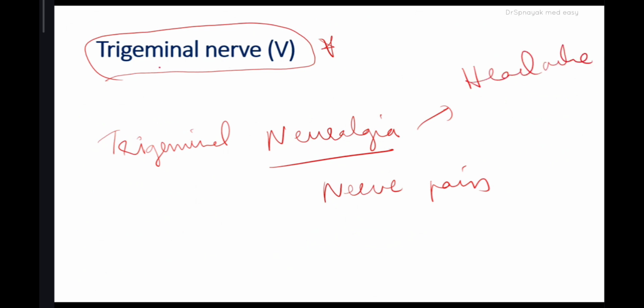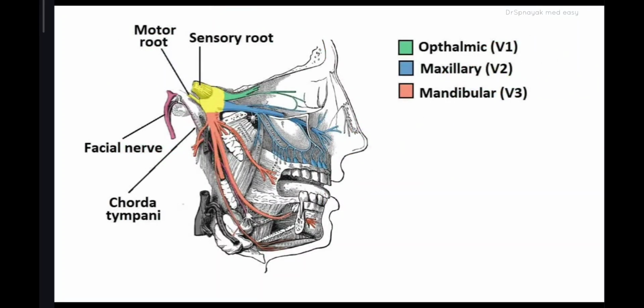Why? Because this trigeminal nerve is innervating the total part of the head. In every region of the head, trigeminal branches are innervating. That's why it will cause headache mainly. Okay, let's discuss in detail.